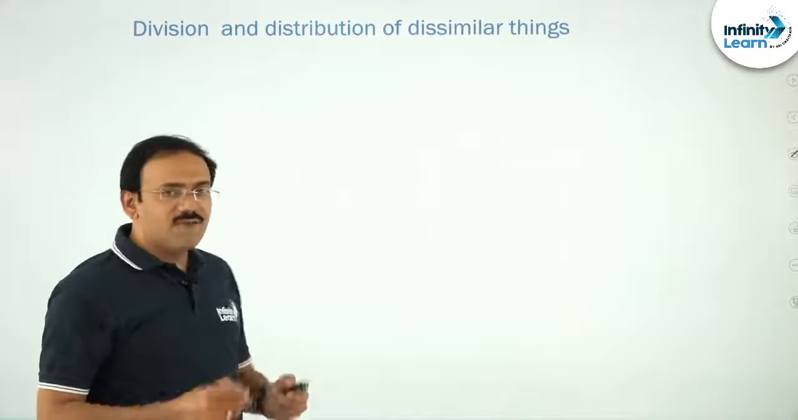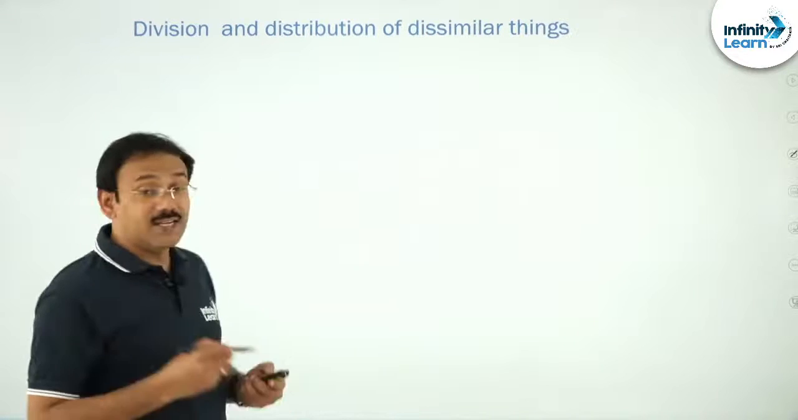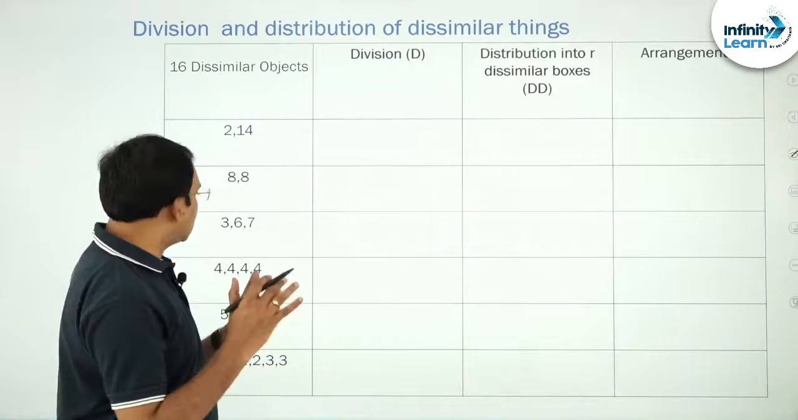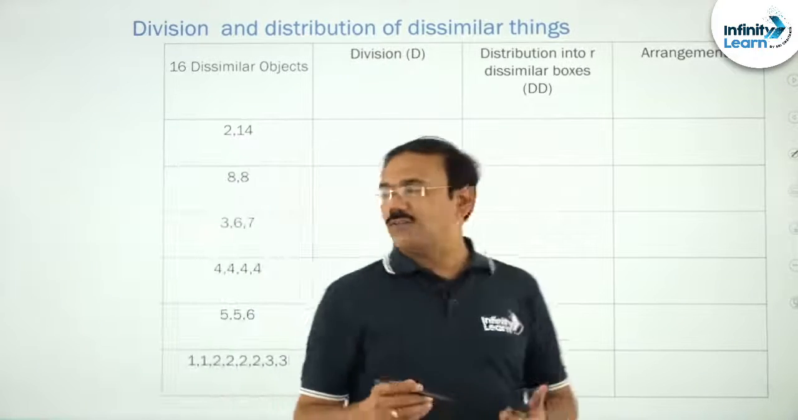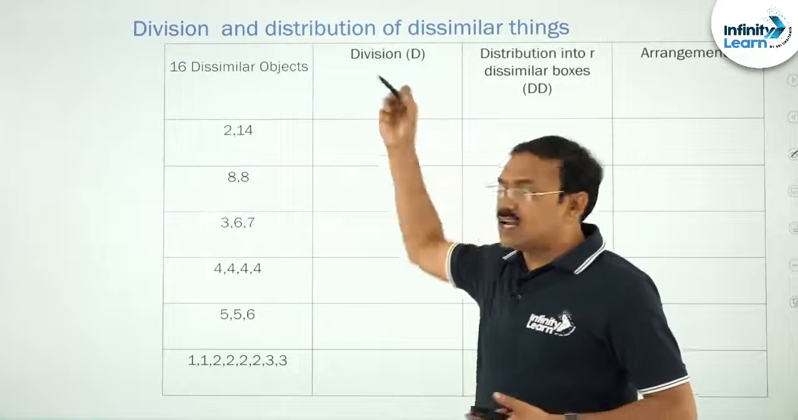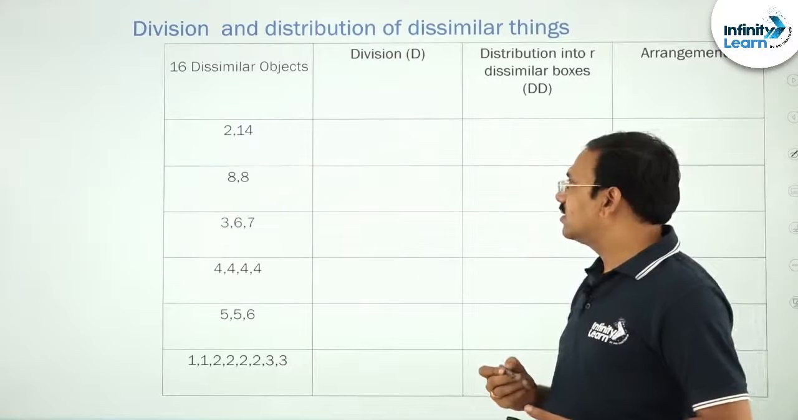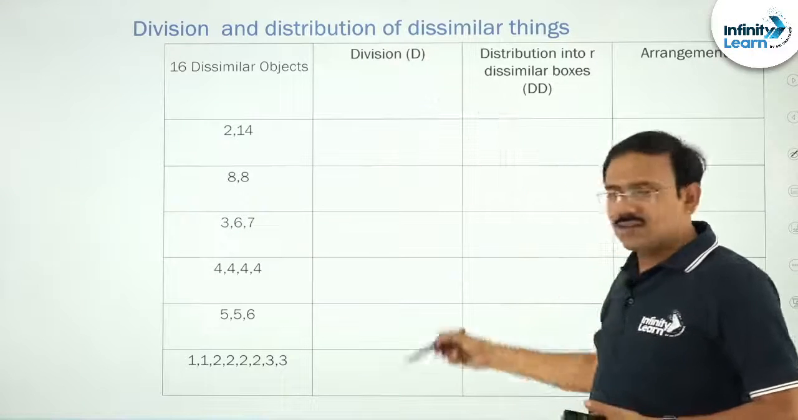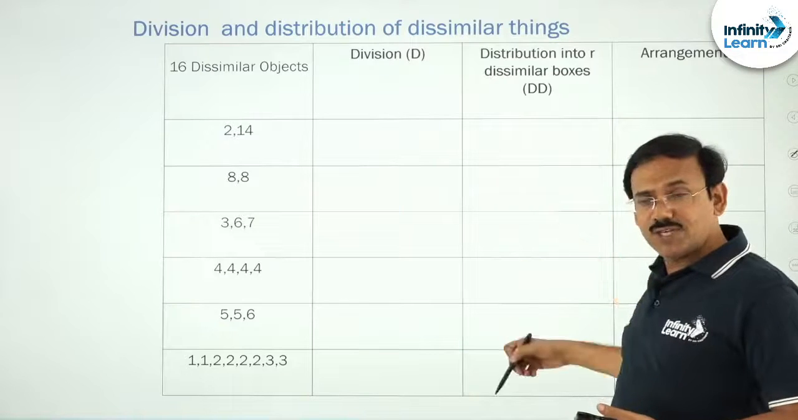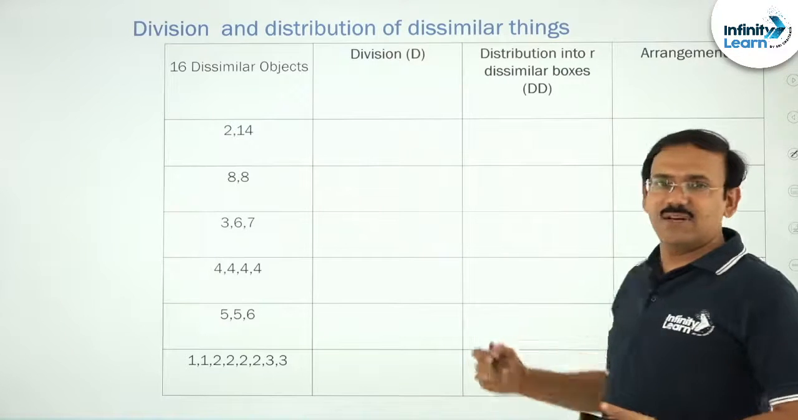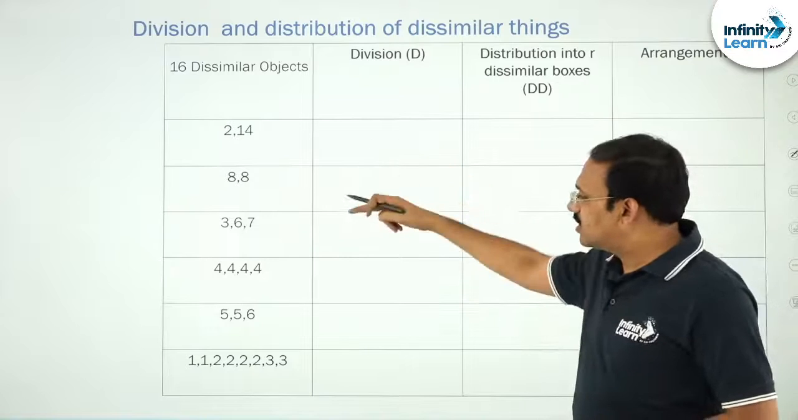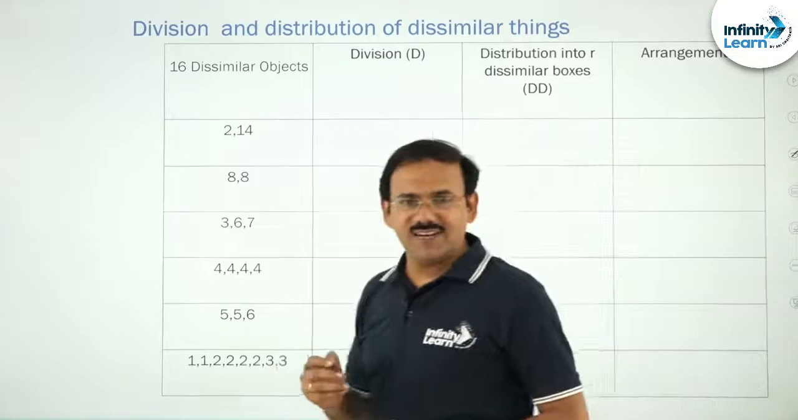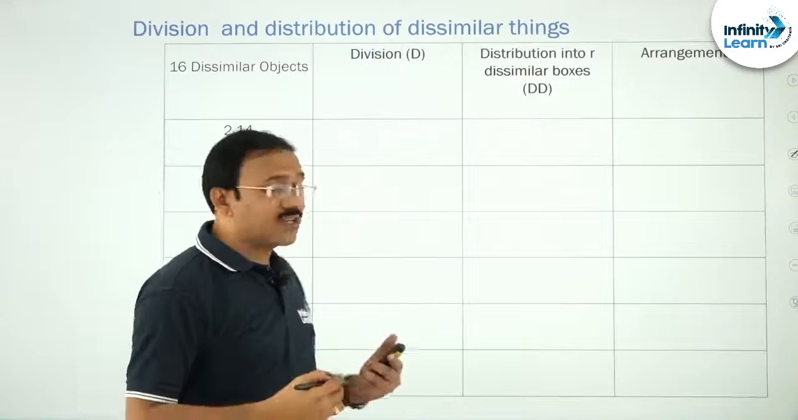You see, division and distribution of dissimilar things. Let me take this table. Friends, this is a table consisting of, I have taken 16 dissimilar objects. I want to divide this into 2 and 14. Division in this column, distribution, then next arrangements. 3 kinds of problems, 6 cases. 6 3s are 18 problems in this particular table, right. So just find the difference so that you can understand well.